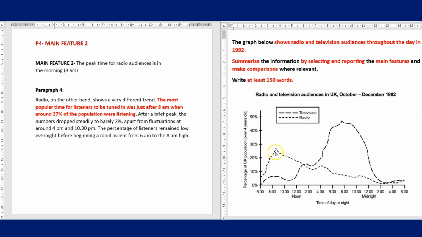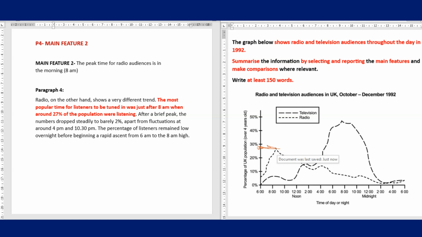Just came here straightforward. So the most popular time is after 8 p.m., when around 27% of the population were listening. So around, for approximate, okay, because I cannot see exactly that it's on 30. It's not on 30, so can just say around 27. Okay, here. All right, so around 27% of them. Somebody can even say above 25%, but it's exactly like around 27% of the population were listening.